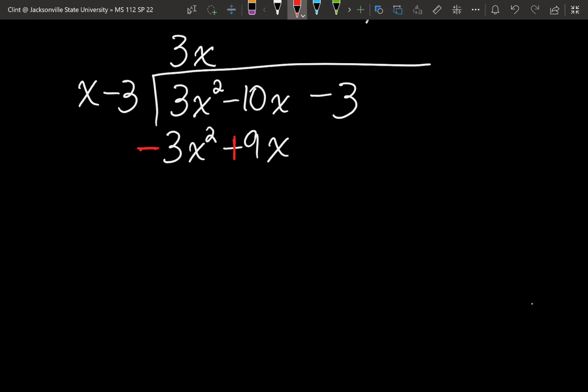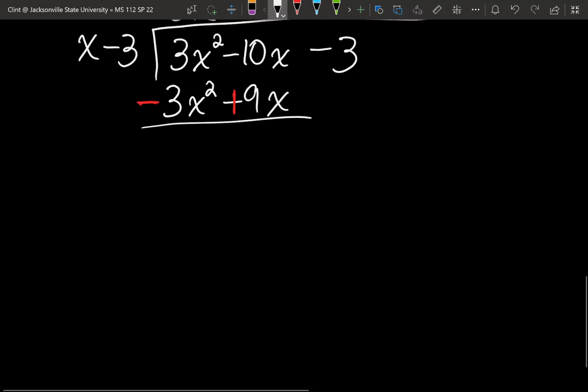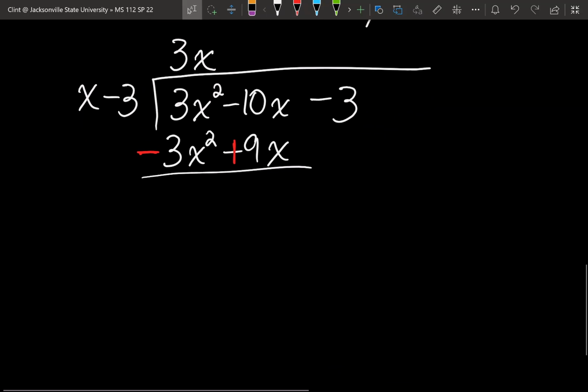And then we can just combine like terms. That's the same thing as subtracting. So 3x squared minus 3x squared is 0, so we don't have to write that down. Then we've got negative 10x plus 9x. That's going to leave us with negative 1x, or just negative x.